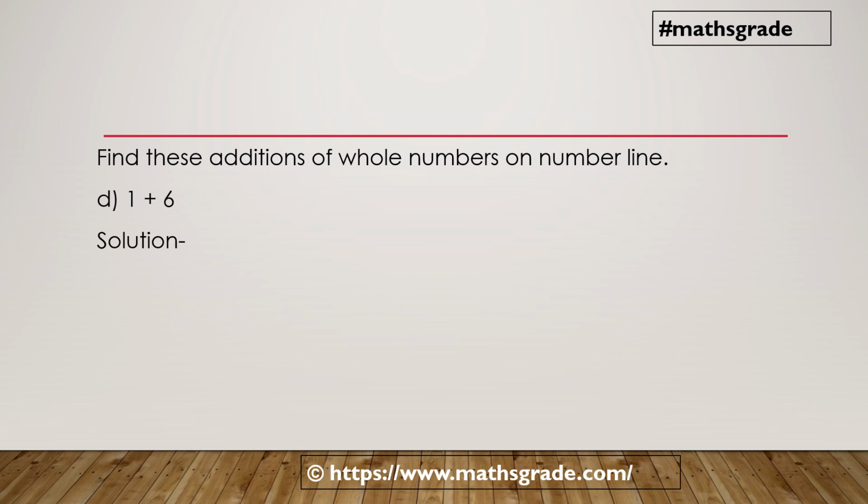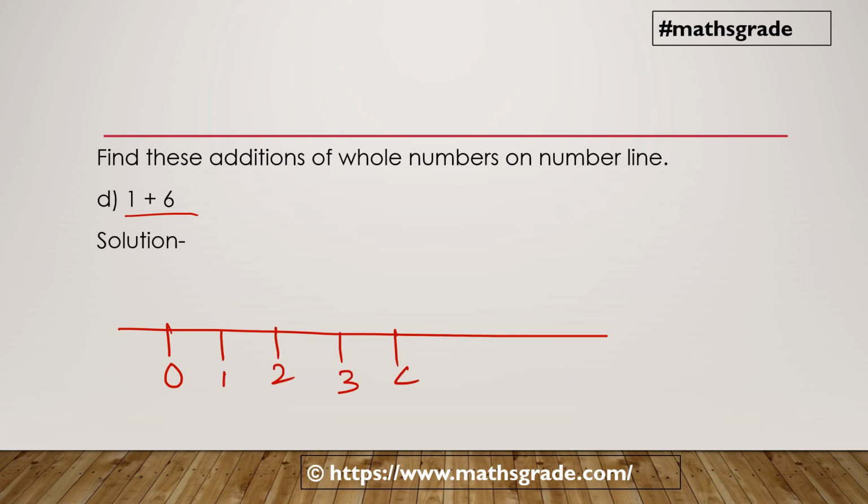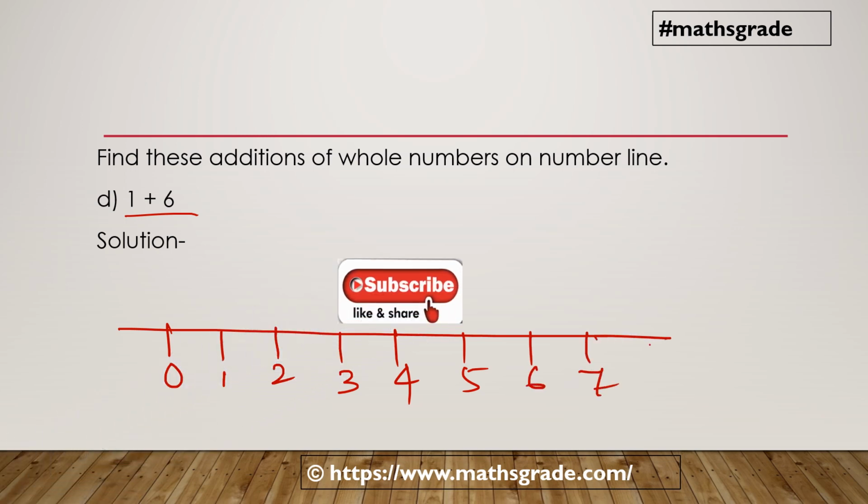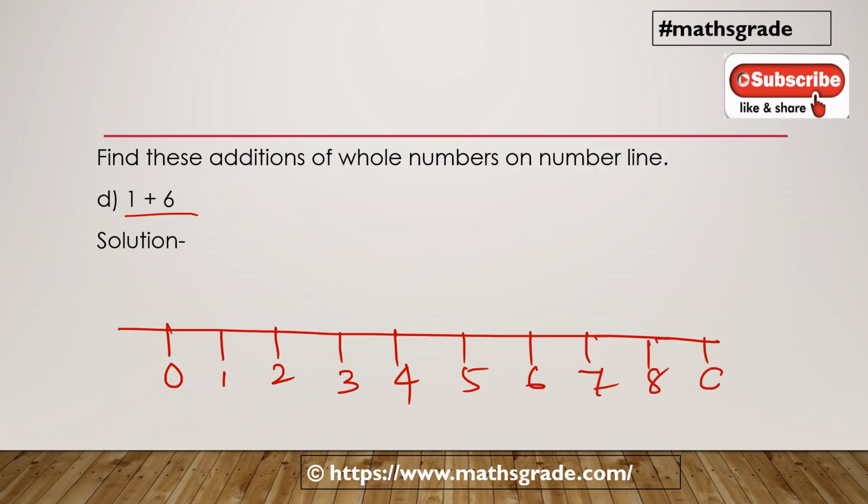Now fourth bit, D, 1 plus 6. Represent the addition of 1 and 6, that is 1 plus 6, on the number line. First draw the number line. Whole numbers start with 0, then 1, 2, 3, 4, 5, 6, 7, 8, 9, 10.